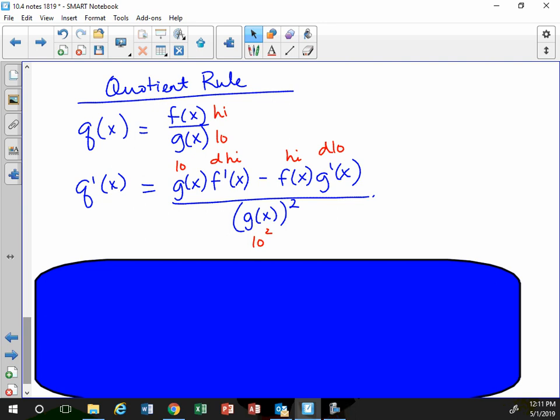But isn't that numerator almost exactly the same as the product rule? But we subtract instead of add. And then it's over whatever your denominator is squared. I'll let you write that down, and then I'll explain the high and the low and all of that.